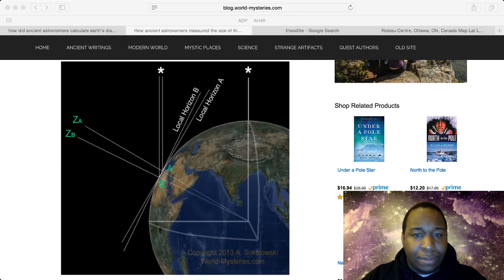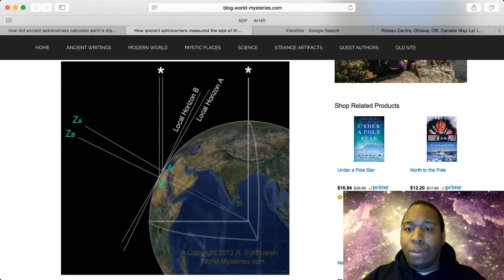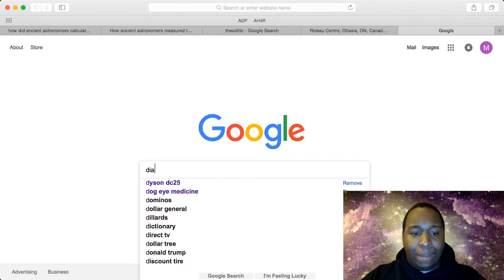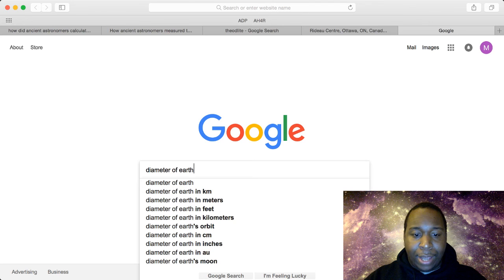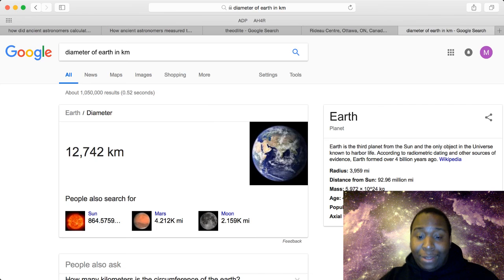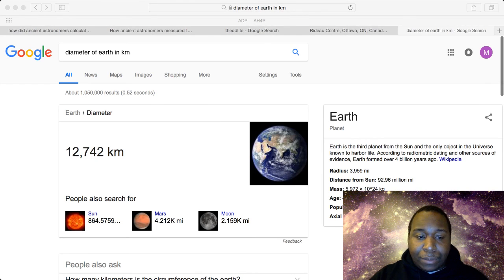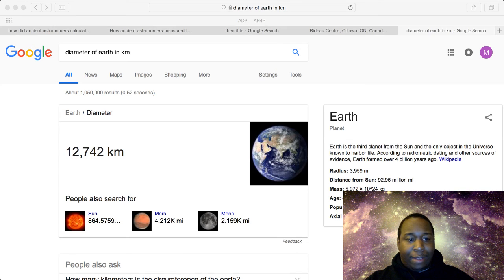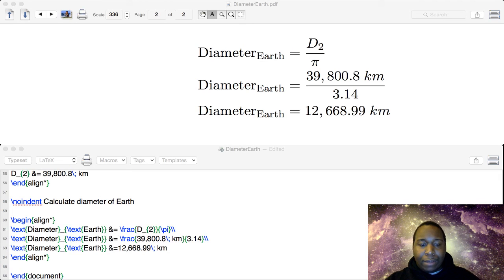So let's switch scenes. Let's go back to here, to Google, and I'm going to put in diameter of Earth in kilometers, because that's the units we're using. All right, 12,000. Let's make sure you guys can see what I'm seeing here. 12,742 kilometers versus our estimate of 12,668.99 kilometers. I think we did a pretty good job. At least we're on the same order of magnitude, and we're fairly close, actually.